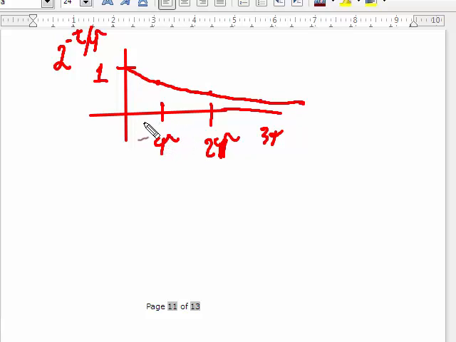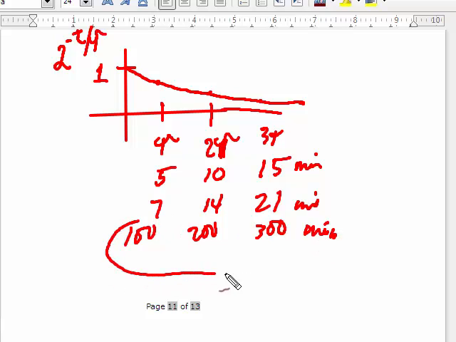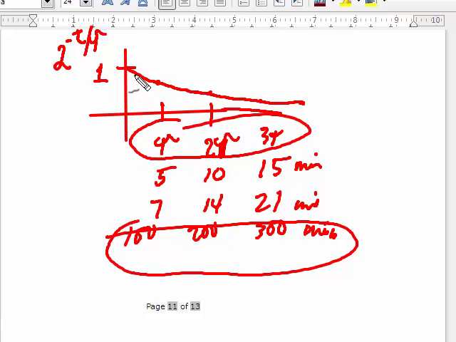If I then add, say the time constant is 5, then this would be 5, 10. If the time constant is 7, 7, 14, 21. If the time constant's 100, this is 100, 200, 300. So these are minutes. Here's the actual value of the time constant, but if you graph in terms of time constants, it's all going to be the same. It's going to fall at the same rate.